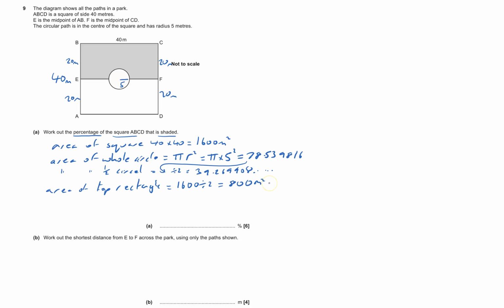metres squared. And therefore the shaded area, and just putting some of these words in there helps sort of keep everything together. Shaded area equals the rectangle we've just done, 800, and we've got to take away the bit of the circle here. So take away 39.269908, and that equals 760.7300918.